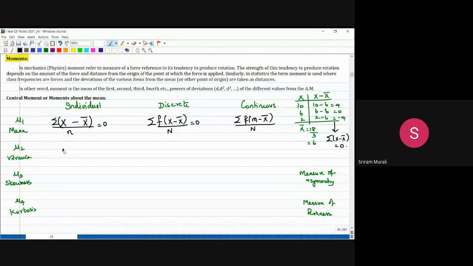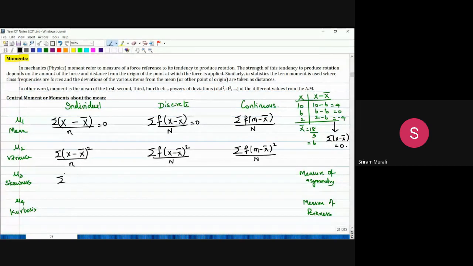Now for variance, you take the same x minus x bar, the difference. Do it for 2 times: x minus x bar into x minus x bar. If I go 2 times, add, and divide by n, this is said to be variance. If I do the same for f into x minus x bar the whole square by n, it is also variance. It is sigma f into m minus x bar the whole square by n. The same formula, you just see how it differs.